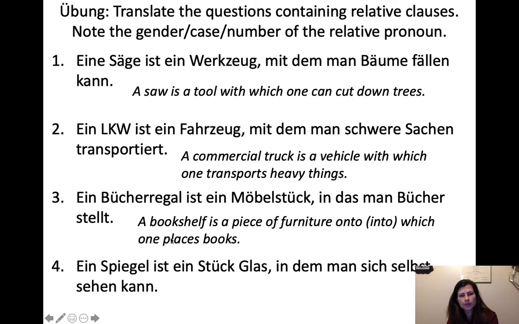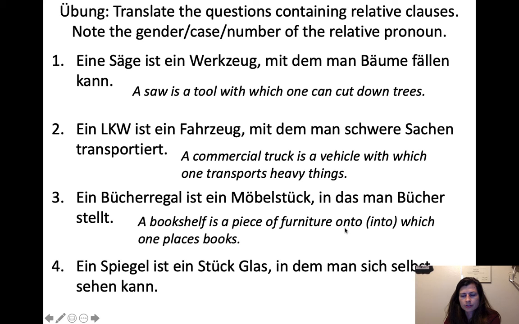This one's a little more complicated. A bookshelf is a piece of furniture onto which or into which one places books. So in is a changing preposition. It can do either accusative or dative, and when it has movement, like you're putting books onto a bookshelf, then it's accusative. So that's why we have in plus our accusative relative pronoun, and the reason it's neuter is because it refers back to Möbelstück, which is neuter. So the movement is maintained in that.